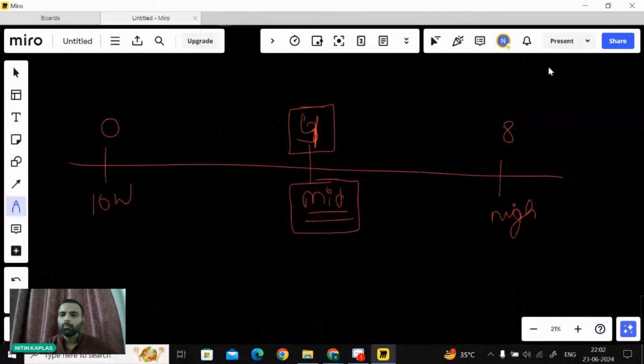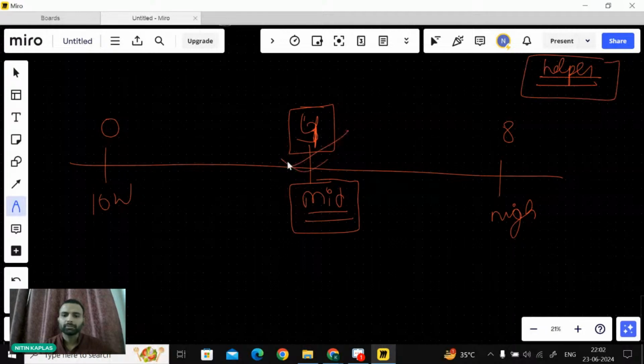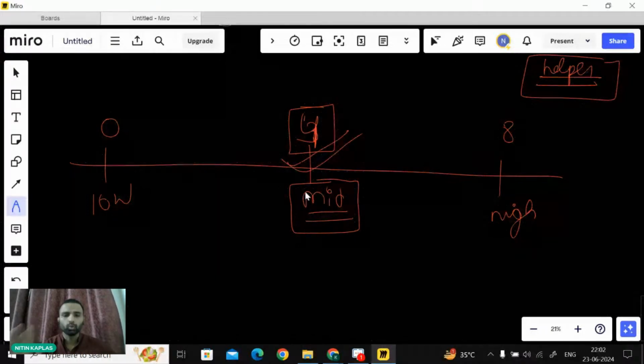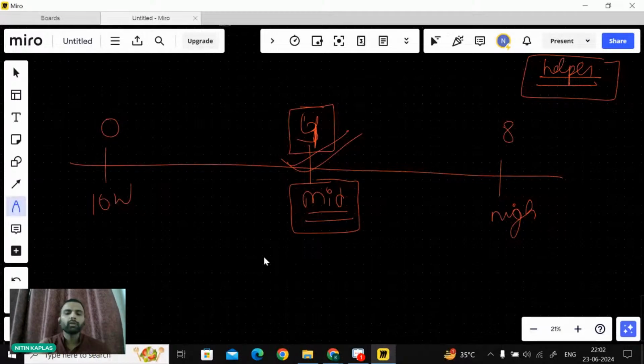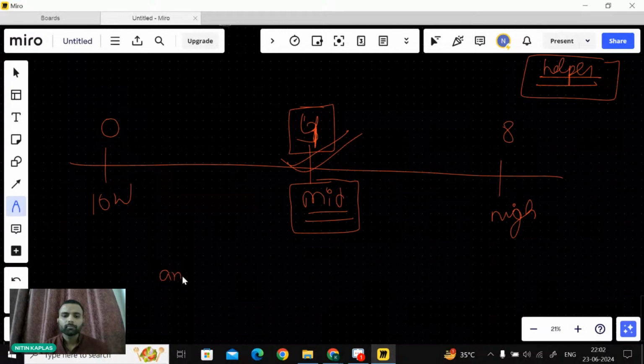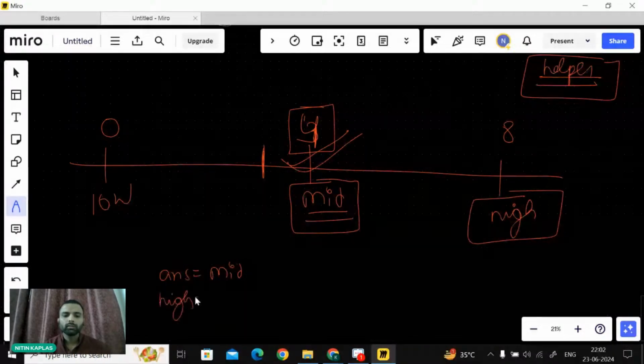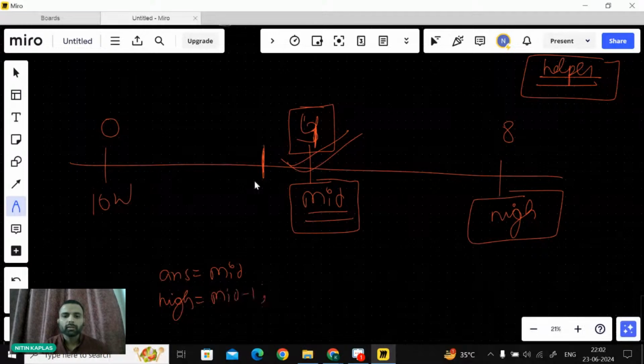Okay, so the helper function tells yes, this is a possible answer within my conditions, within my rules. But the question says you want the minimum, as much minimum as you can. So in that case, I'm storing that mid into my answer, and then I decrement my range, high equal to mid minus 1. Now my high will be here.